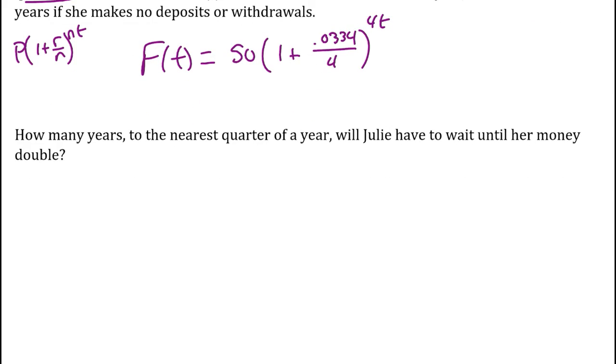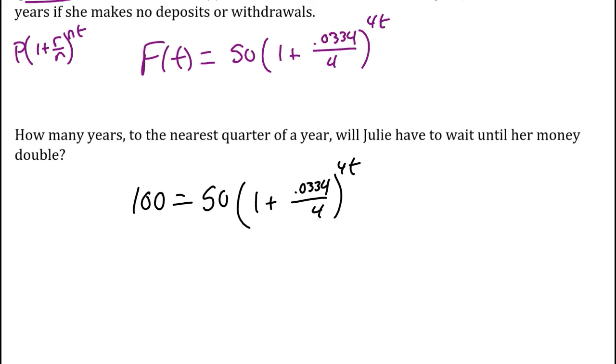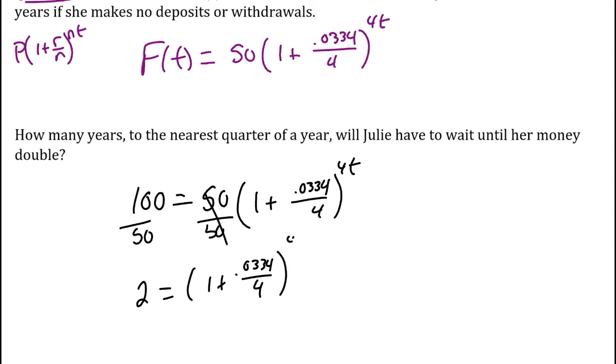How many years, to the nearest quarter of a year, will Julie have to wait until her money doubles? Doubles, not doubles, doubles. Well, that'll be $100. I want to know when Julie gets $100. So I'm going to divide by 50, and I get 2 equals 1 plus 0.0334 over 4, to the 4t. It makes sense that we got a 2 here because I wanted the money to double.